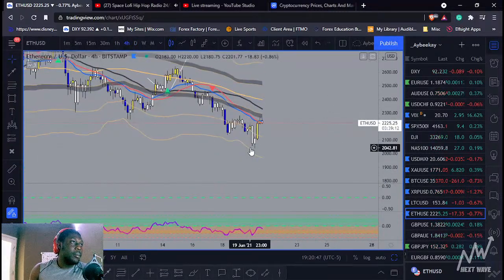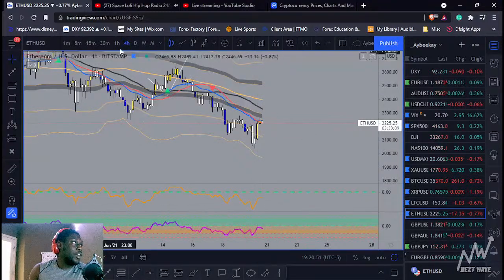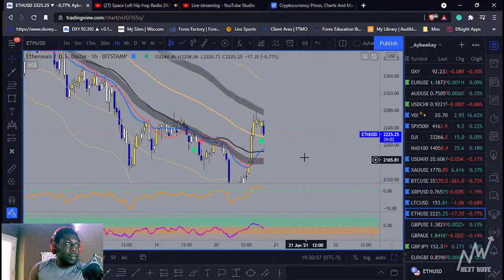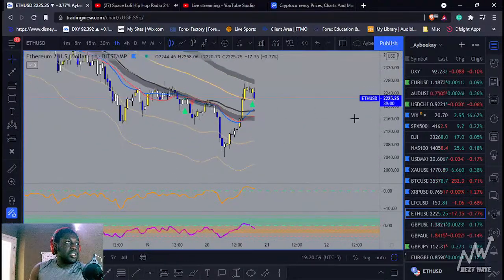4-hour time frame. I like how it's starting to come up over here, but it's not quite there yet. I need the retracement, then a continuation. And the 1 hour called for the buy, but I'm not crazy over that. So I don't like how that looks.